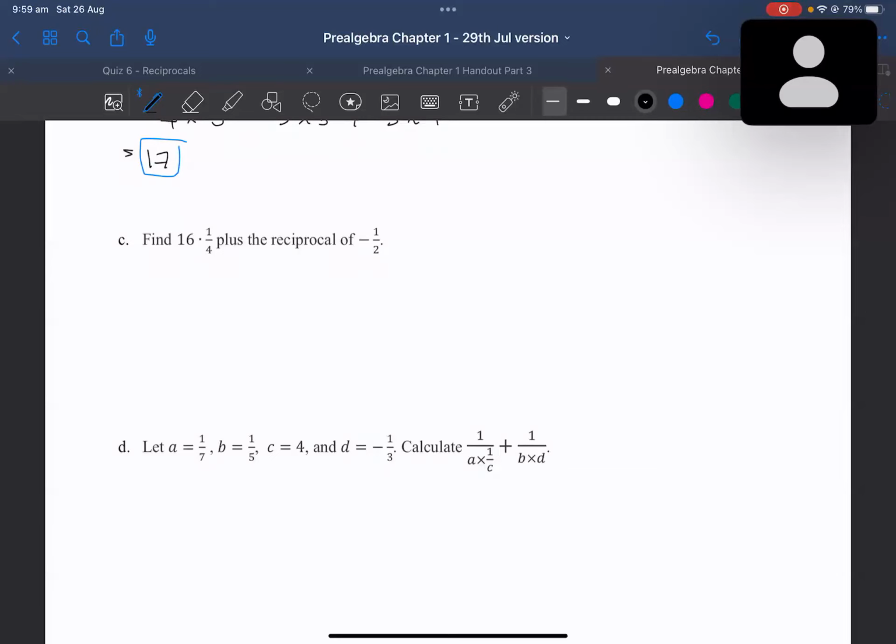For D, how it's like -1/3. D is -1/3, yes? And it says 1 times B, 1 divided by B times D. So would the entire fraction be negative, or would only the denominator be negative? Well, if the denominator is negative, the reciprocal of a negative is a negative. So the whole thing's negative. Okay.